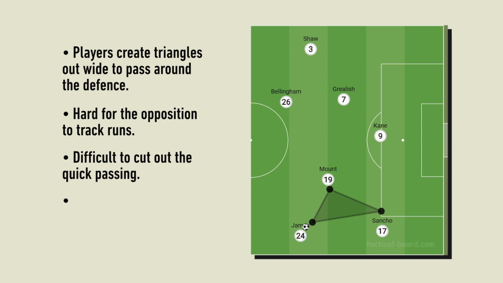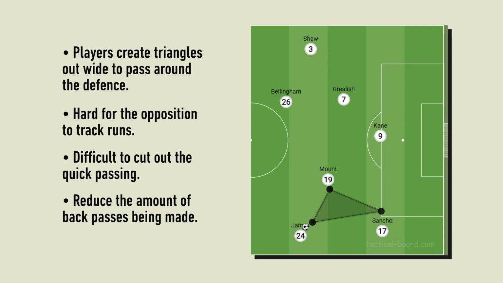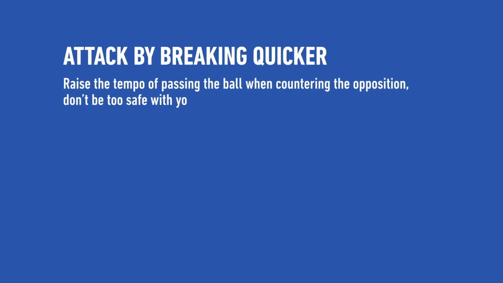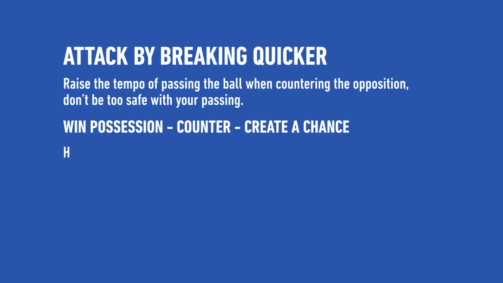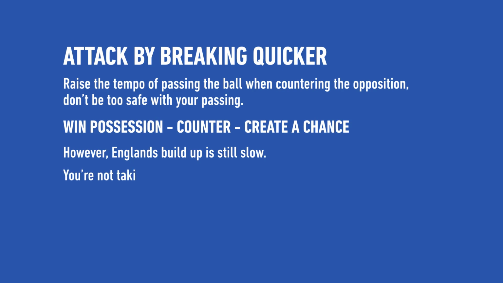I think this can simply help England to reduce the amount of back passes being made by the fullbacks. Another way that England can improve is breaking quicker. There's times when England can attack quicker. Maybe the opposition are attacking, then England win possession and you think, okay, here we go, they're going to counter-attack. However, the build-up is then still slow and they're trying to be patient.